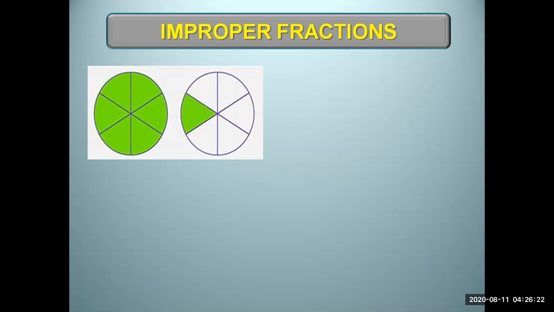But the total number of colored parts, or the parts we're talking about here, is 7, as 6 parts from this circle are colored and 1 from this one is colored. So we say it is 7 upon 6. Now you can see 7, the numerator, is greater than the denominator, which is 6. That is why we say it is an improper fraction.